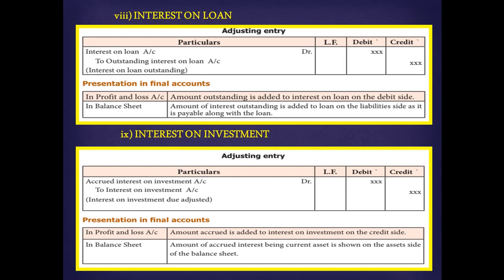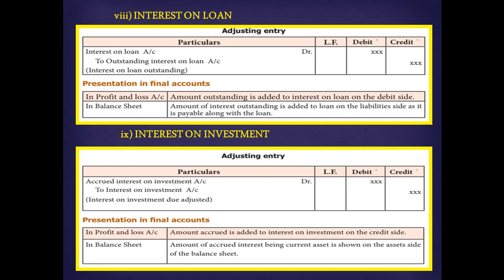Presentation in final accounts: in the profit and loss account, the amount outstanding is added to interest on loan on the debit side, and in the balance sheet, the amount of interest outstanding is added to the loan on the liability side as it is payable along with the loan.